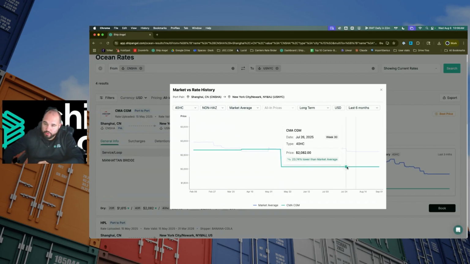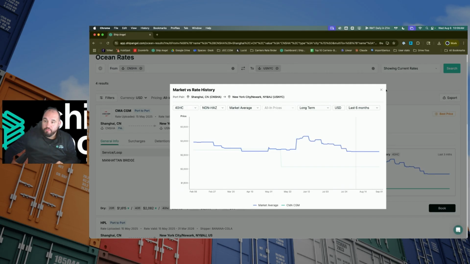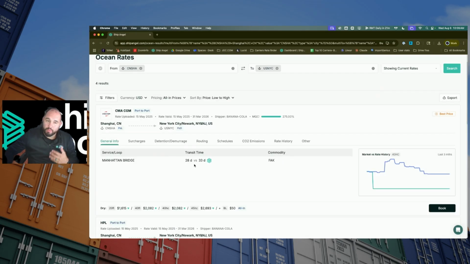Now what I'm able to do is say, based on my rate today on August 6th, 2025, what is my rate in comparison to the market? In this scenario, this CMA rate is 20% lower than the market average. So what we're doing is looking at long-term market average data to tell you your rate is either competitive or not competitive. It allows you to understand what my rate means via third-party data, not just how my rates compare to my other providers, CMA versus HAPAG. How does my rate compare against the market, and is it competitive or not?